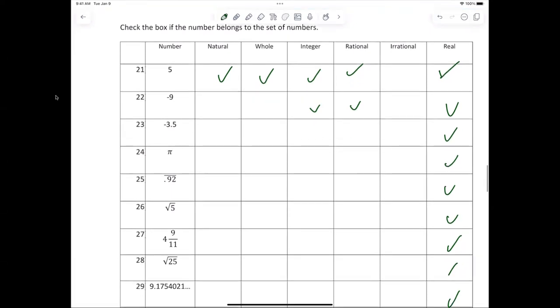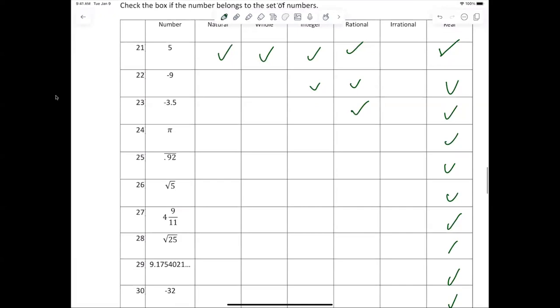All right, -3.5. Palmer, you're up. 3.5 is what? I think it's not natural or whole. I think it's rational. You're right. And it's real. Rational and real. Thank you very much. Next, 24 pi. It is just irrational and real, of course. Good job. Number 25.